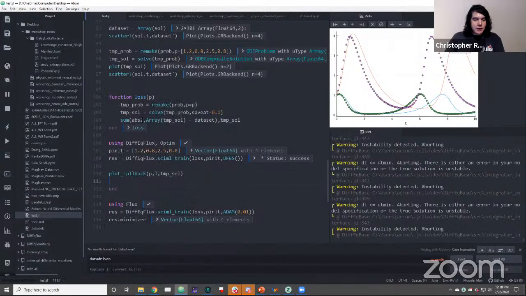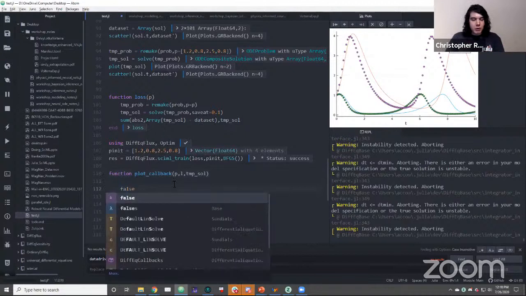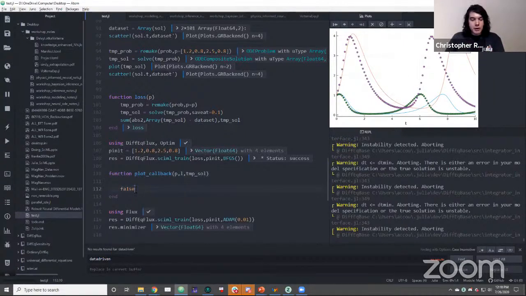And now what I do inside of the callback is I tell it what I want it to do between different solves. So I'm going to tell it false. If you make it true, then that means whenever a callback returns true, it'll cut the optimization early. So you can use this to be able to say, cut your optimization when your loss gets to 1e-6 or whatever you need.